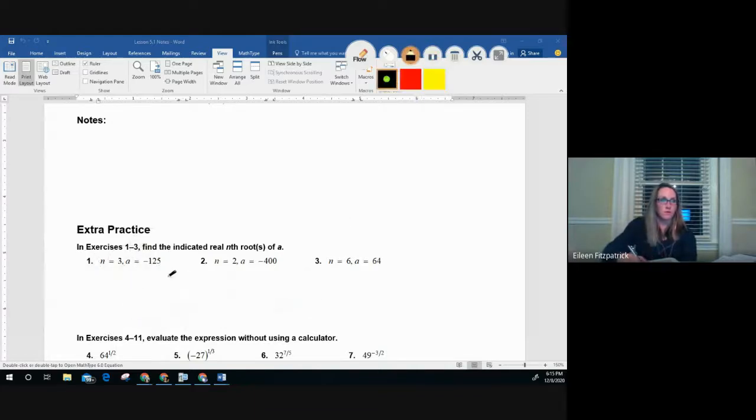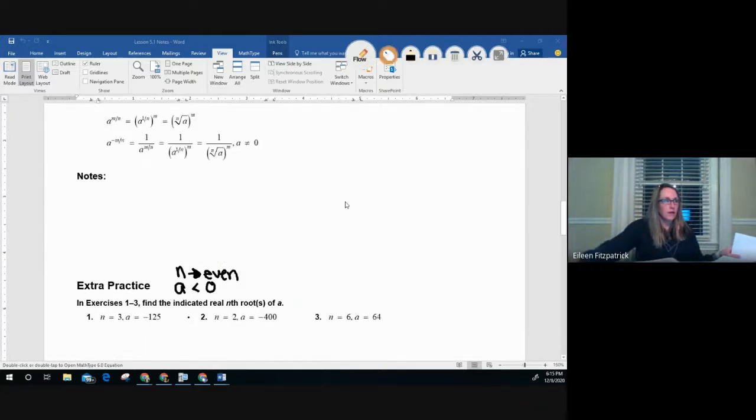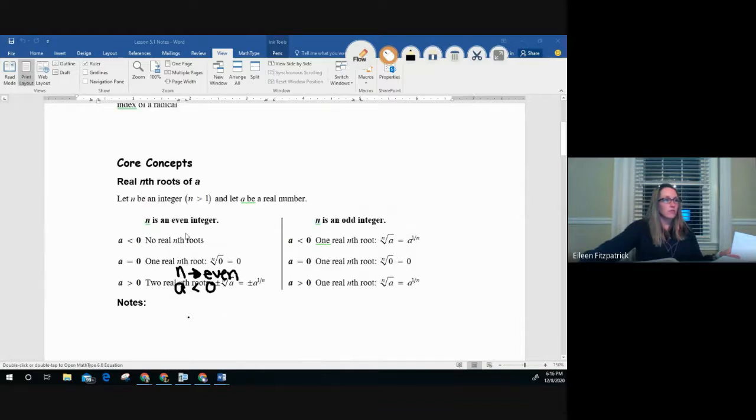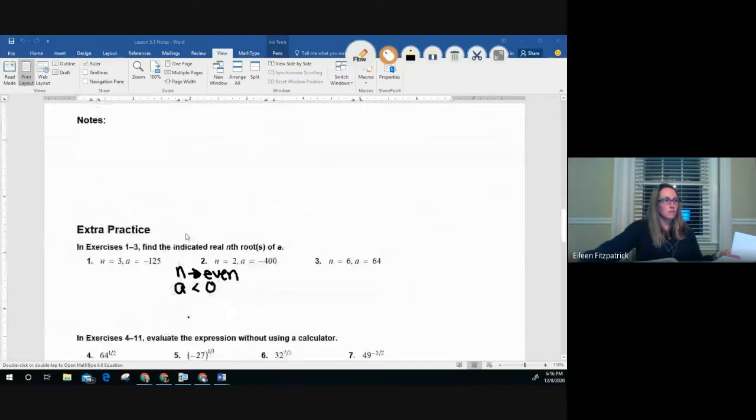For problem 2, n is even, and a is less than 0. All right, so if I scroll up, if n is even, and a is less than 0, it says no real nth roots. So we're going to say no real roots.